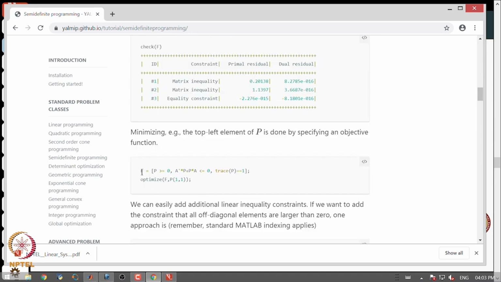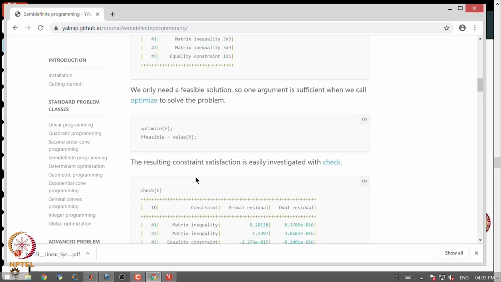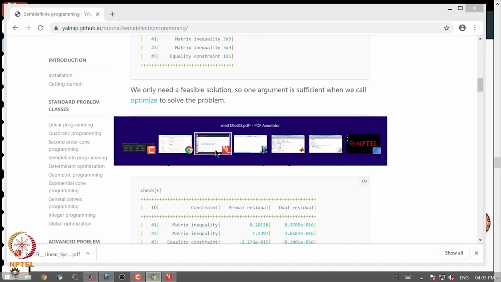Once you write these constraints, with F such that P is greater than 0, the way to solve is you just say optimize F, and then the feasible value of P would be the value. You have to write value of P, because P is just this variable here. You just type down value of P, and it will give you the appropriate value of P.